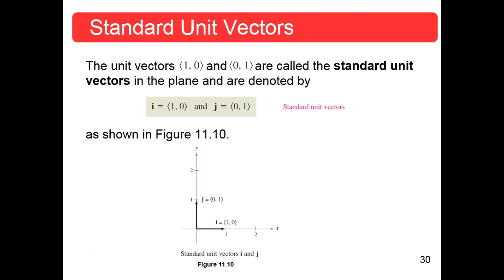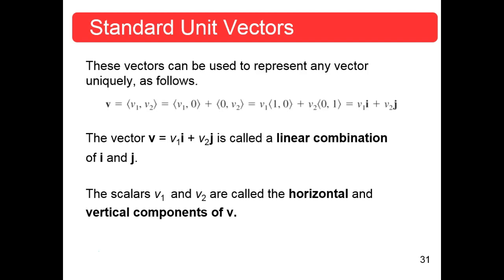And when I write them, I usually put the cap on them. That way you know I'm talking about a unit vector. Because guess what? If you write the letter i, you might think we're talking about imaginary numbers. No, we're not, not in vector stuff. The i stands for the unit vector in the x direction, and j is the unit vector in the y direction. These vectors can be used to replace any vector uniquely as follows.